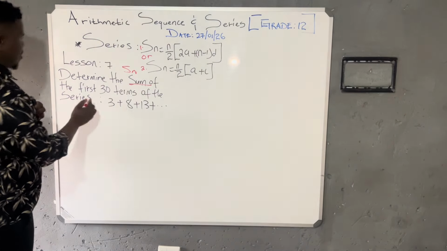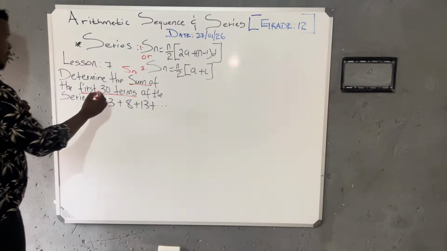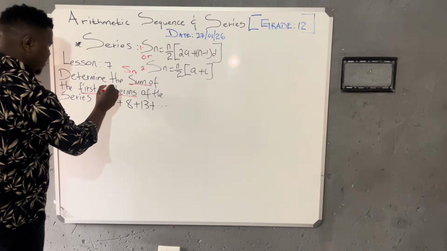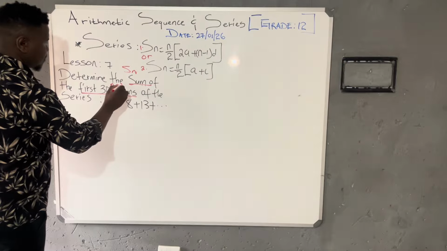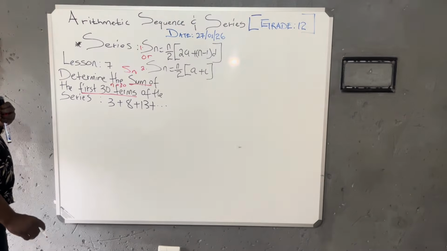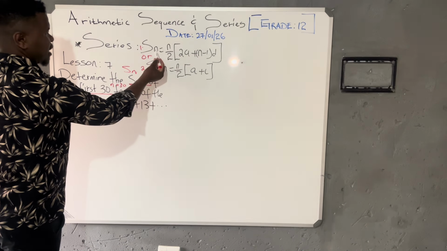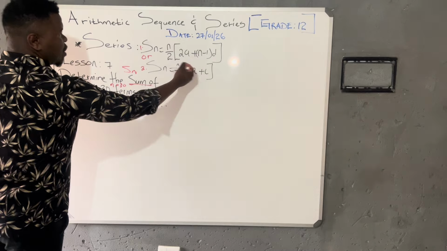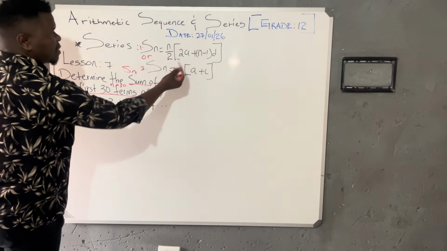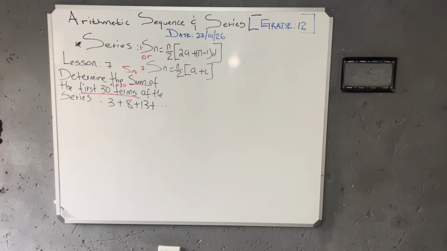Determine the sum of the first 30 terms. Now this one alone, it's n. Where there is n, we put 30. So if you check, I can put 30, I can put 30, I can put 30. What is it that I don't know according to this formula? It's only a and d. And we did talk about it, right?